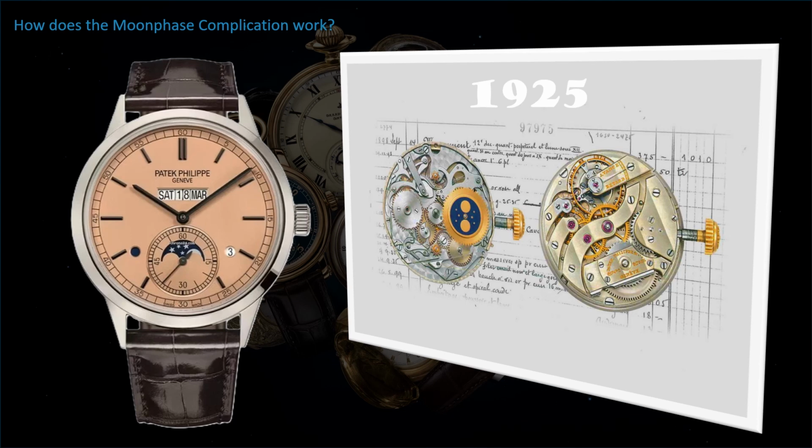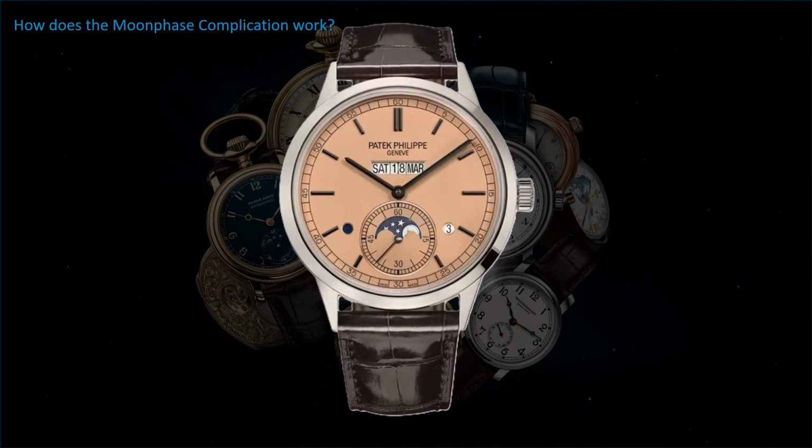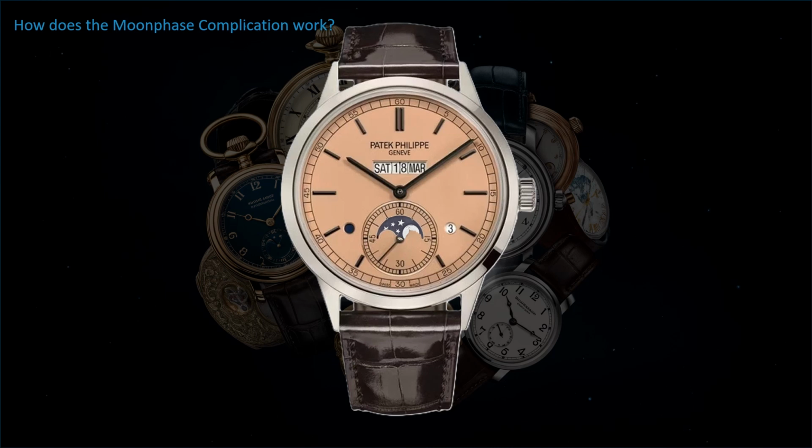And it has been so since 1925, when Patek Philippe patented the two-moon disc, rotating a full 360 degrees every 2 lunar months implementation of it. Let's take a look at how the moon disk and gear system works.